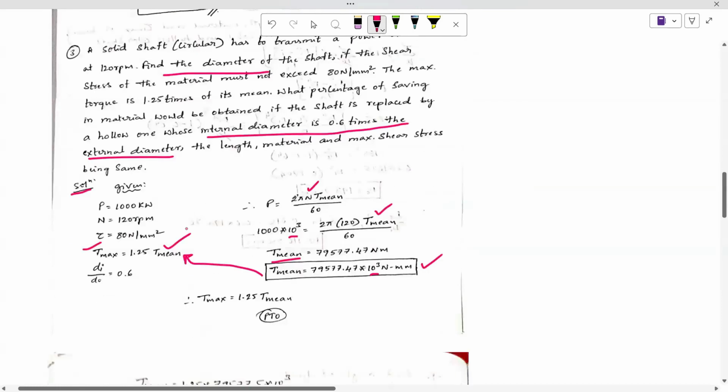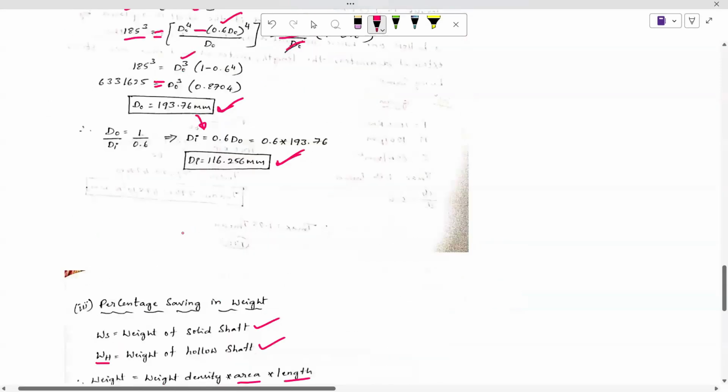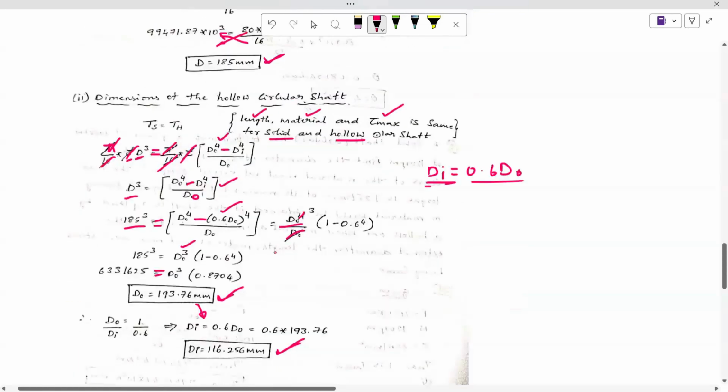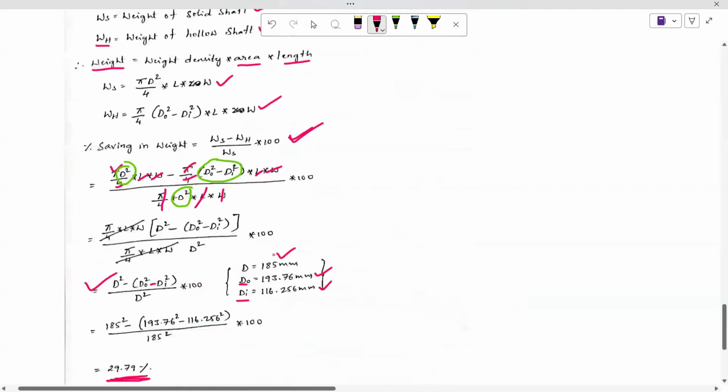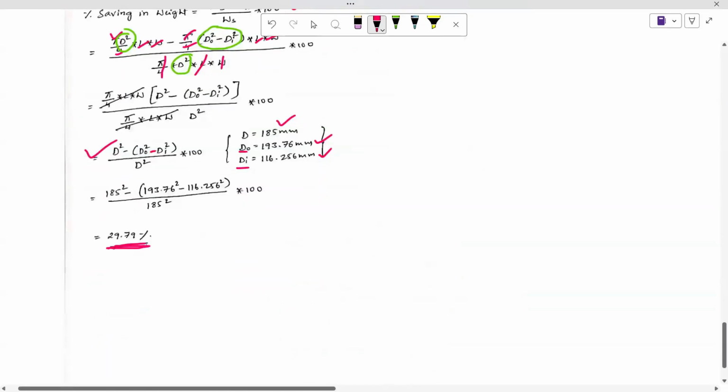So the diameter of the solid shaft we have found out. The dimensions of the hollow circular shaft, which are very much needed in finding the percentage saving in weight, di and d naught, we have also found out. And the next thing, the percentage saving in weight when we replace it with the hollow circular shaft, is 29.79%. Okay. So we will meet again with a new problem in the next class.